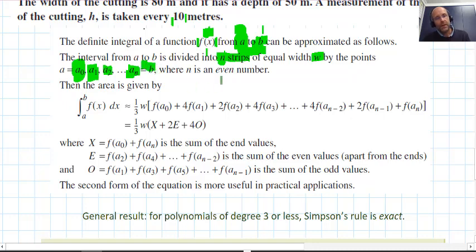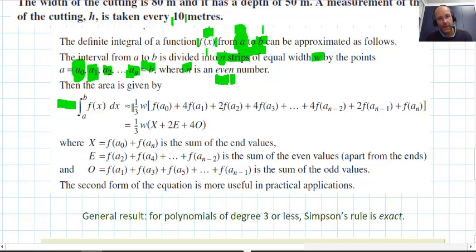Now, here's an important stipulation with Simpson's rule. You need to have an even number of strips, so n is always even. I've seen some people try to use Simpson's rule and they've got n equals 5. That's not valid, and the proof can show that. So here's one form of it.